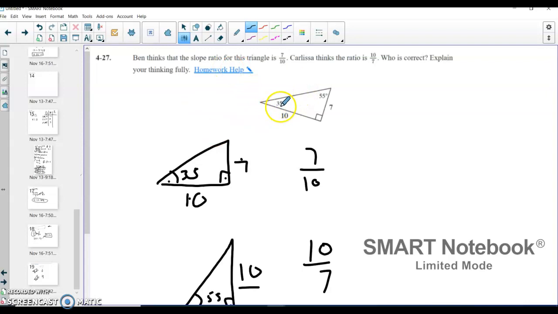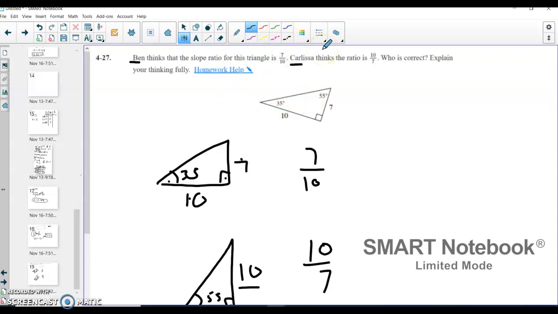If you're using the 35-degree angle, then I want to use Ben's slope ratio because that's rise over run. If I'm using the 55-degree angle, then I want to use Carlissa's because 10/7 is the rise over run, just using 55 degrees. All right, hopefully this helps.